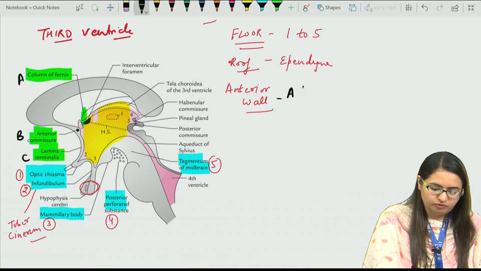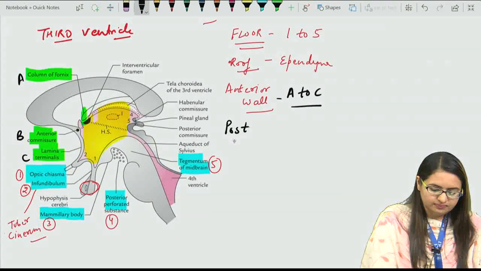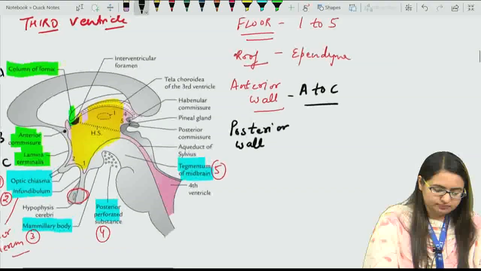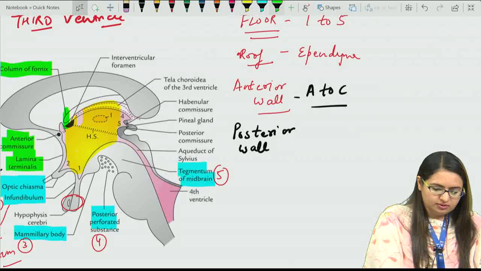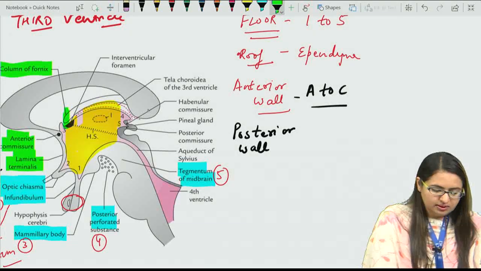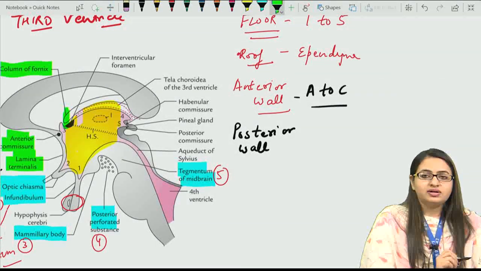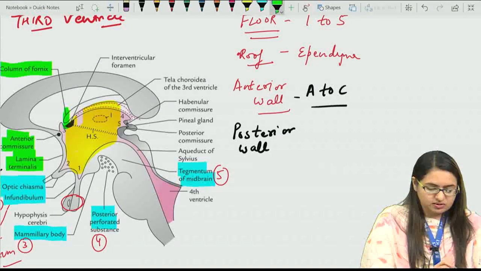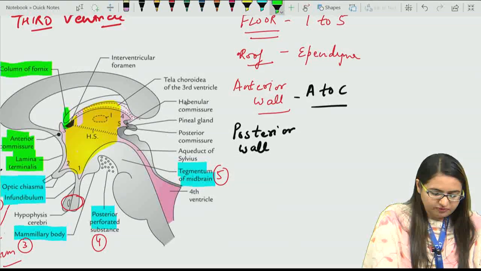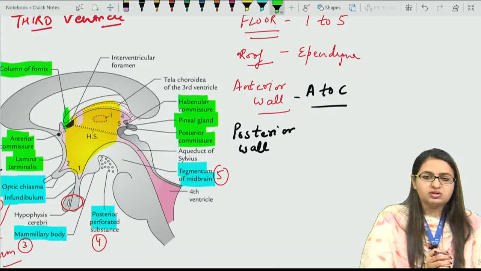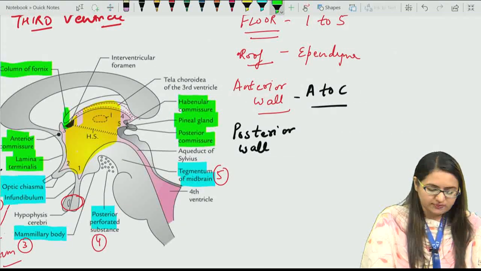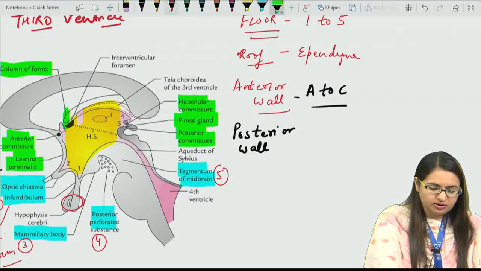So the anterior wall is formed from A to C. Then if we come towards the posterior wall, it is formed, towards the most posterior side, by the lowermost part of the corpus callosum, that is the splenium. Then we have the habenular commissure, the pineal gland, and the posterior commissure, which is continuous with the aqueduct of Sylvius. So these structures form the posterior wall.